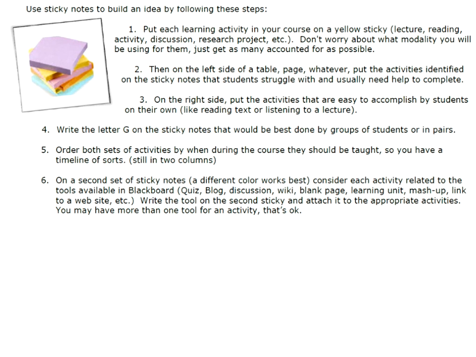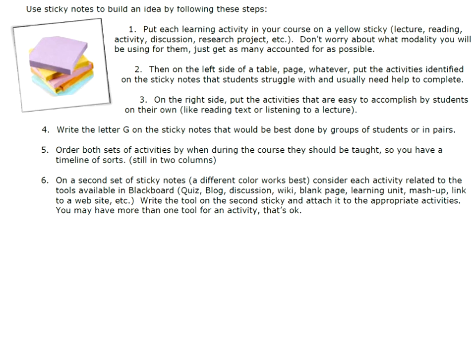Put a G if they have to be done in groups on the sticky. So you know that you have to find a tool now. Maybe it's something that they need help with, and it's a G, and they need help with it, then you're going to do it face-to-face. Okay. If they don't need help with it, and it's a G, now you have to find a discussion board, hangout, something like that that they can do.